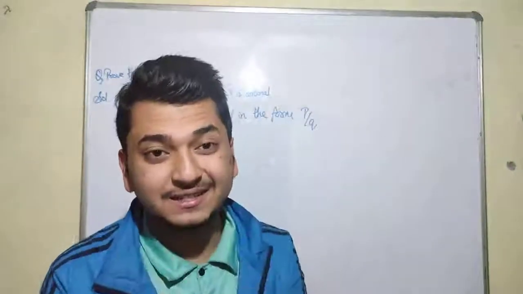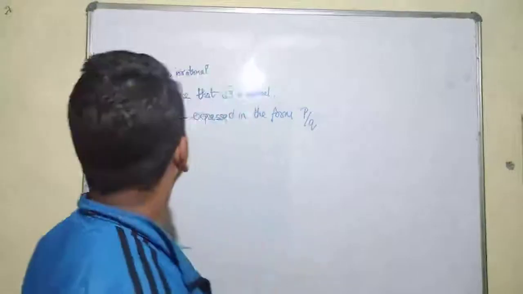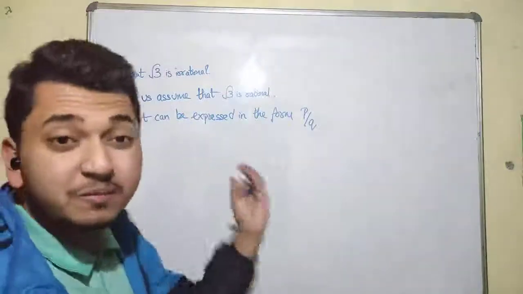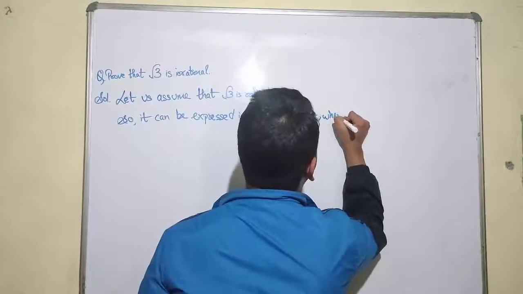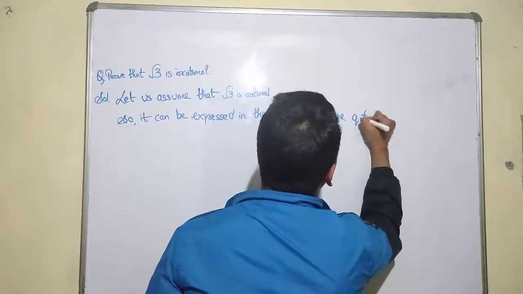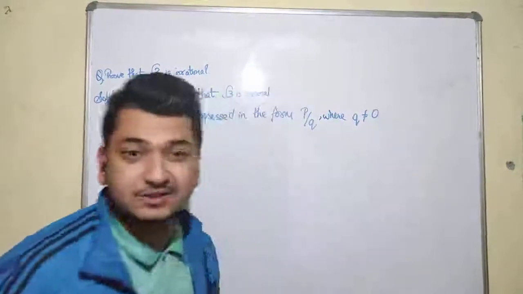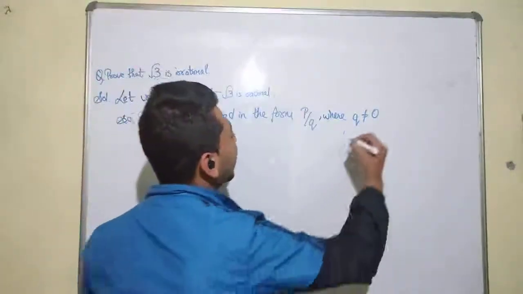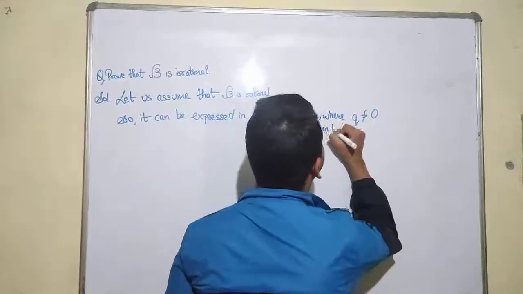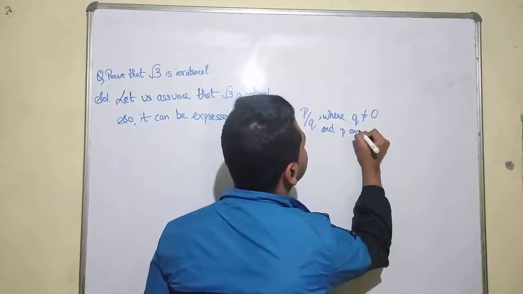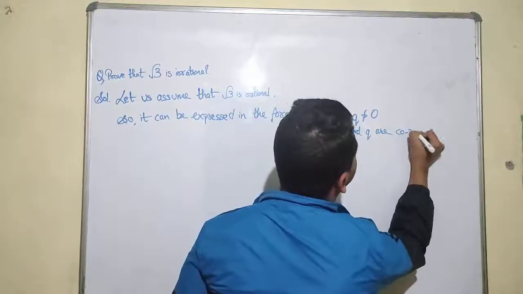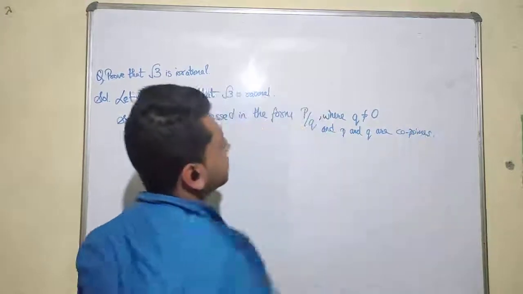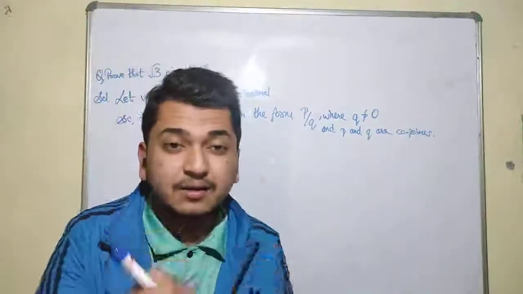We have learned this in our first lesson, right? So it can be expressed in the form p by q, where q is not equal to 0, and p and q are co-primes.